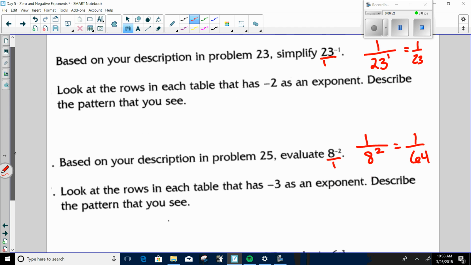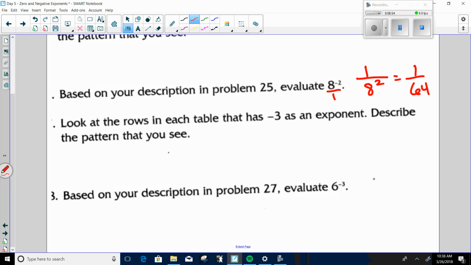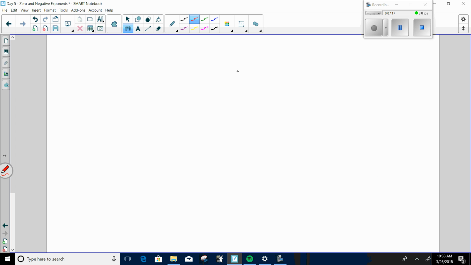And then if we look at the next one, okay, evaluate 6 to the negative third. Make that a fraction, move this exponent to the bottom would be 1 over 6 to the third power. If you don't know what 1 over 6 to the third power is, use your calculator. 1 over 216. So what do we do with negative exponents? We move it to the other side of the fraction bar. That's the rule.